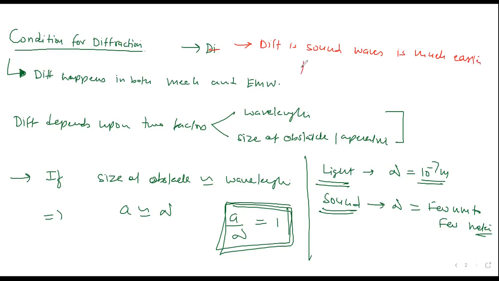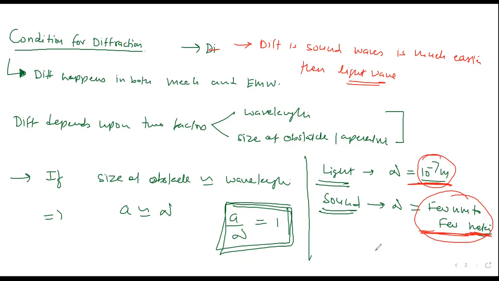Diffraction of sound waves is much easier than light waves. Why? Because the wavelength of sound is much bigger than the wavelength of light. Light has 10 power minus 7, while sound has from a few millimeters or centimeters to a few meters, up to 16 meters. So even big objects like big buildings, doors or windows of our home can diffract sound, but they cannot diffract light. If big objects are there, like a window, light coming through will not get diffracted. Here light will behave with rectilinear motion only, like ray optics. Wave optics you cannot apply.